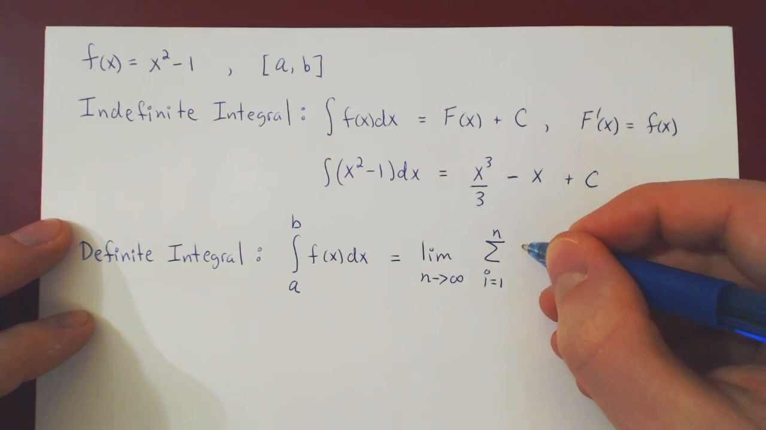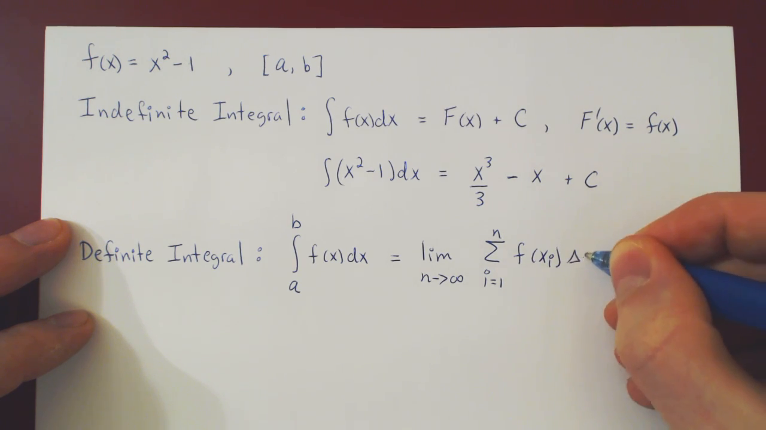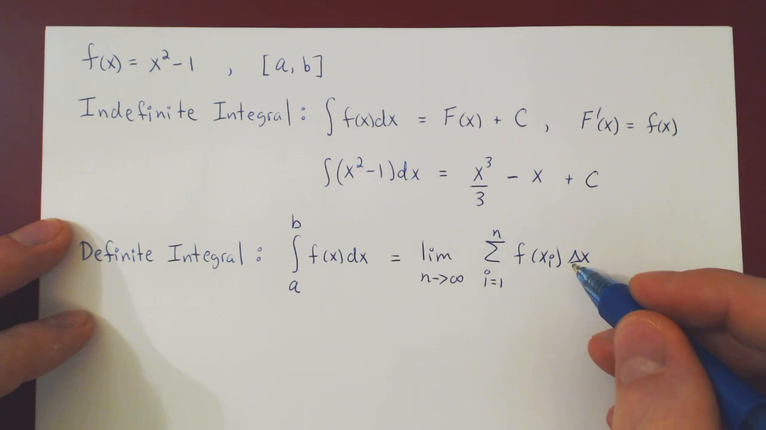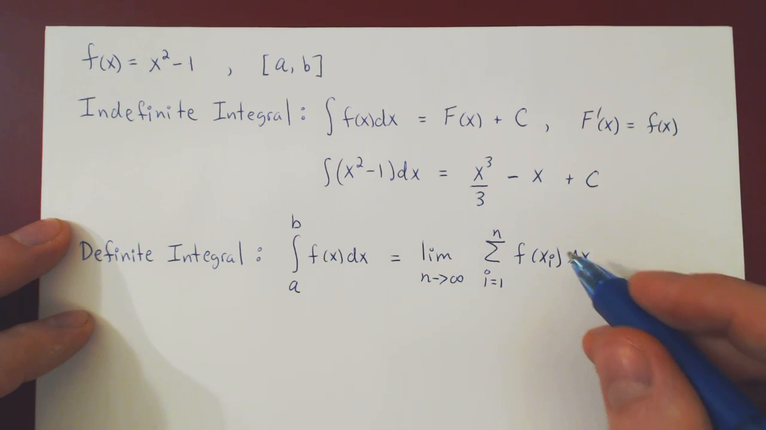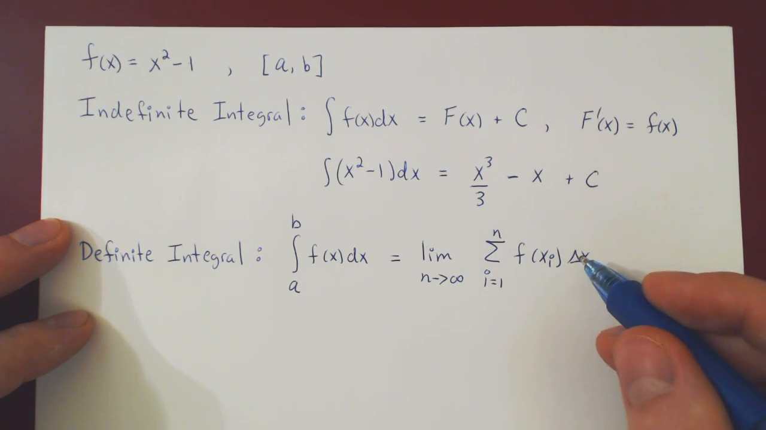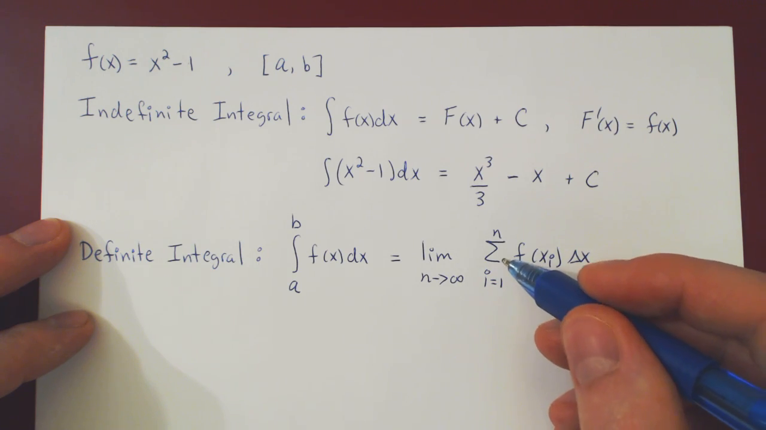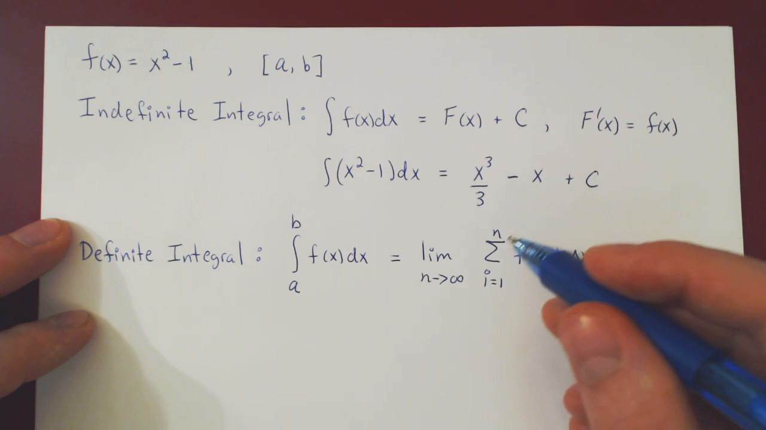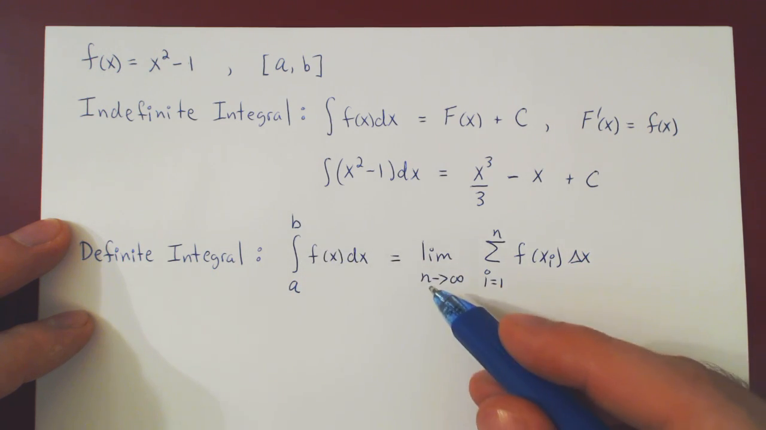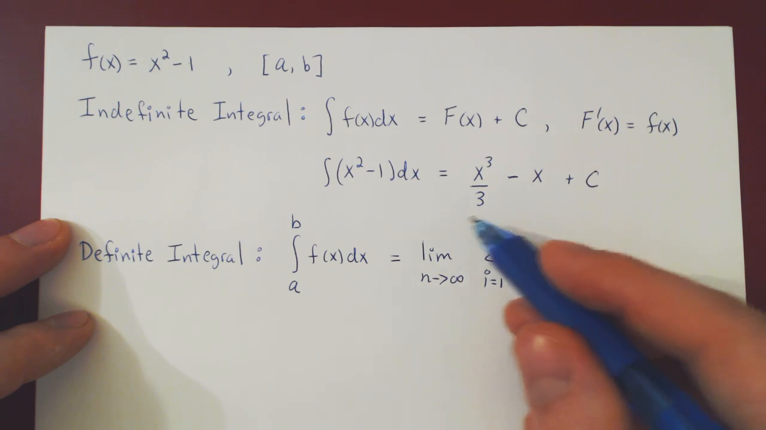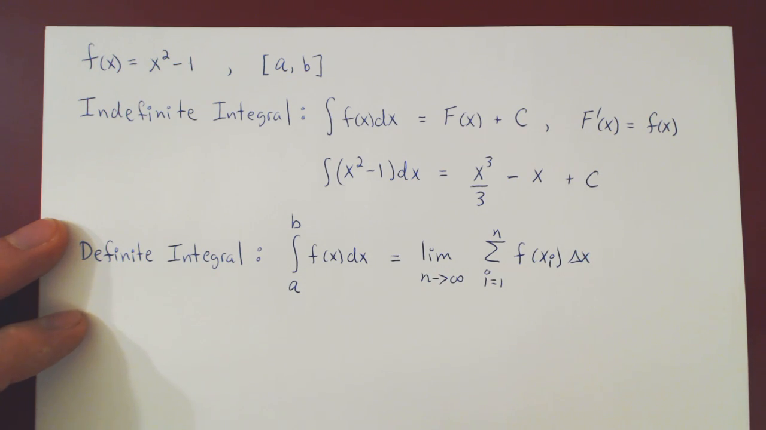So we take the height of the ith rectangle, f of xi, times the width. So if you remember, the width of the rectangle times the height, assuming here for now that f is positive, is the area of the ith rectangle. If we sum the area for rectangle number 1, then 2, then 3 up to n, we have an approximate area to the region under f from a to b. And as we let n go to infinity, we get the exact area below the curve. Again, assuming that f is positive.